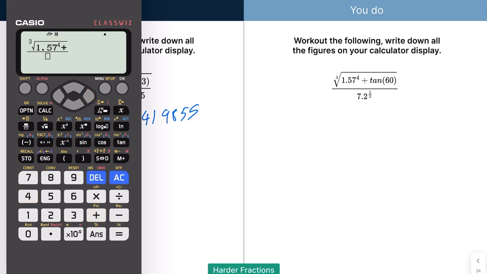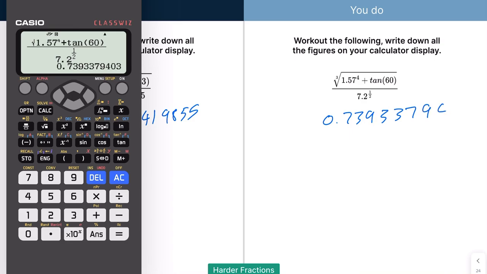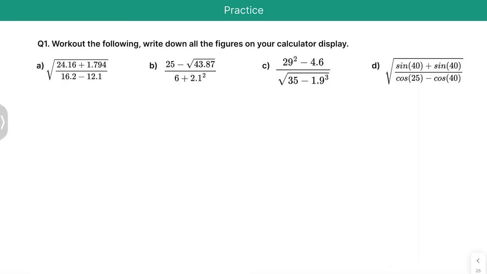Plus tan 60, and we're going to divide that by 7.2 to the power of a half, so we can just use the fraction 1 over 2, and there's your answer, 0.7393379403. And here's some practice questions for you to have a go at.